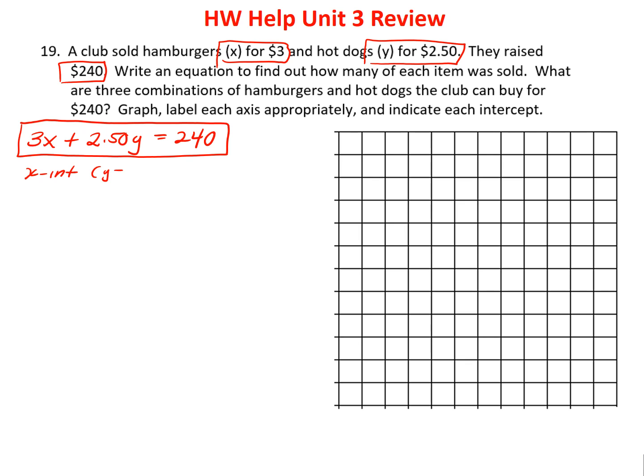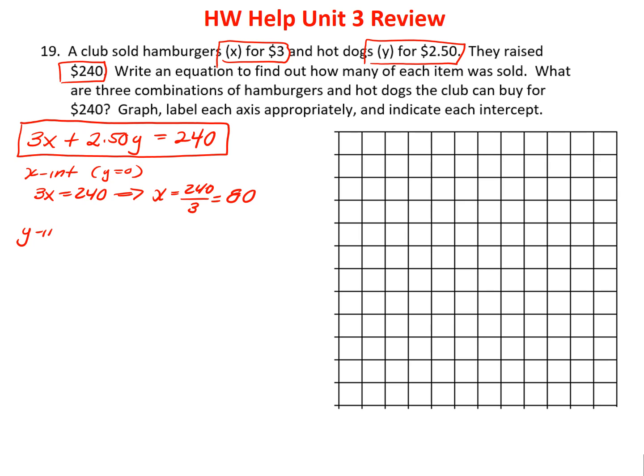Remember, the x-intercept is where y equals 0. So in this case, I'm going to have 3x plus 2.5 times 0, which is 0. So I end up with 3x equals 240, which simply implies that my x-intercept is 240 divided by 3, which is 80. Or that could be the point (80, 0).